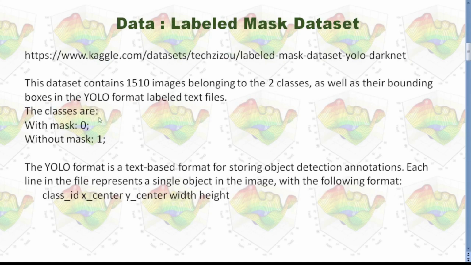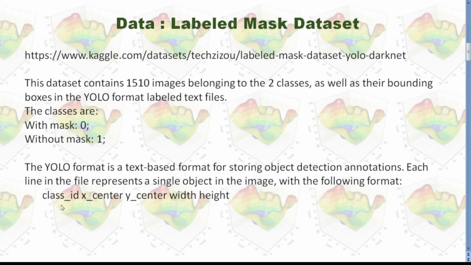In this video, I'm using the dataset from this website. You can download this data for free. This dataset contains 1,510 images belonging to two classes. One is the human face with mask, labeled with 0, and another one is human face without mask, labeled with 1.